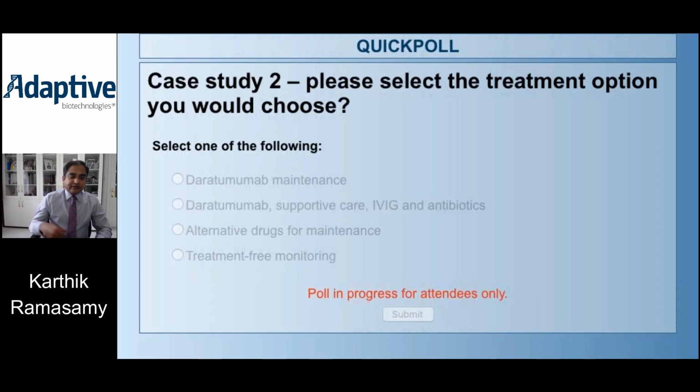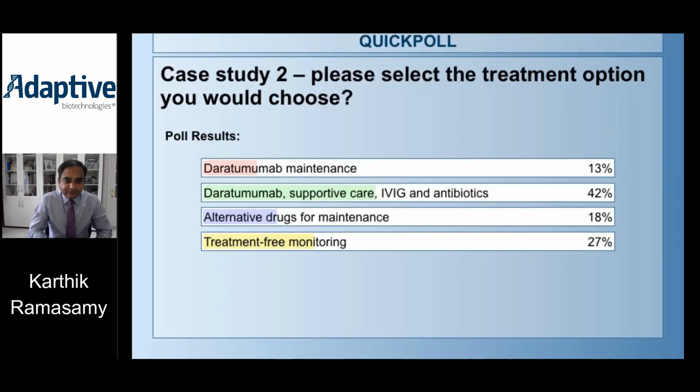Let's look at your results. So clearly, only about 13% of you think that daratumumab maintenance without any supportive care is an option, but a vast majority of you think that we should continue to proceed with daratumumab with supportive care and IVIG.